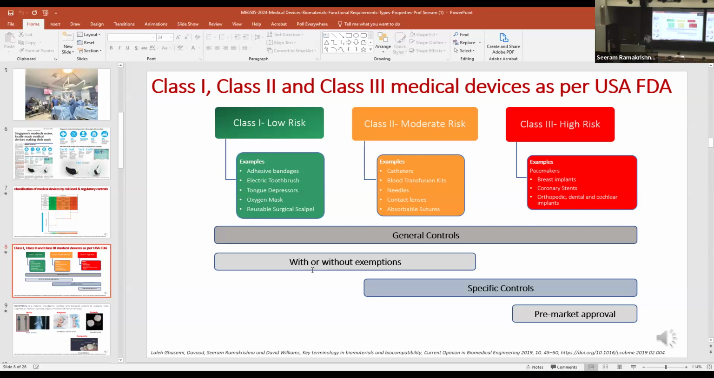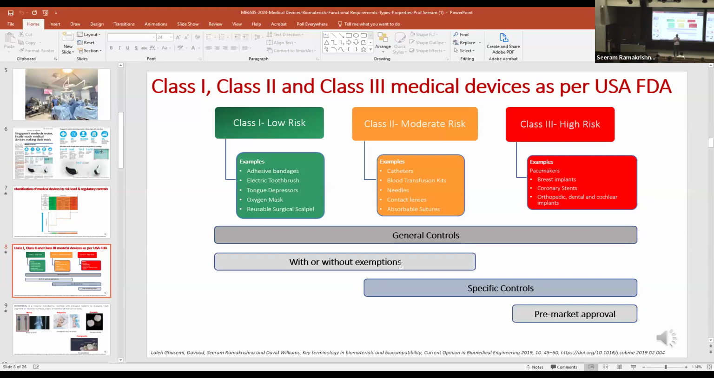Okay, then some of them are class 1, class 2, with or without exemptions. What they mean is you don't need to do detailed preclinical studies for certain devices. There's nothing new in the device, it's the same device, and you are making one more of those similar devices. So that means this device is already in the market or in clinical use. You are making a similar device with no changes. Then it is called with or without exemptions. That means they can ask for exemptions.